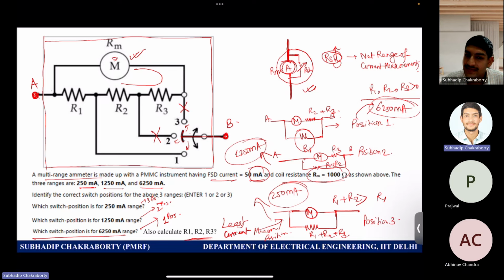So you have 3 resistances, 3 positions, and currents are known. Why are currents known? Sir, they have been given, right? 6250 milliampere you have in position 1. This is 1250 milliampere in position 2. And the third position is 250 milliamps. Yes, sir. Sir, by the current division rule, we can calculate the resistances. Okay, so what you can write, you can calculate and let me know.